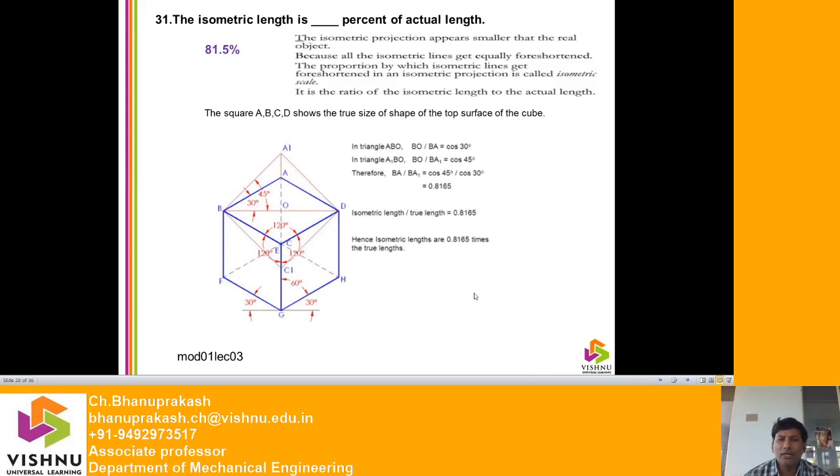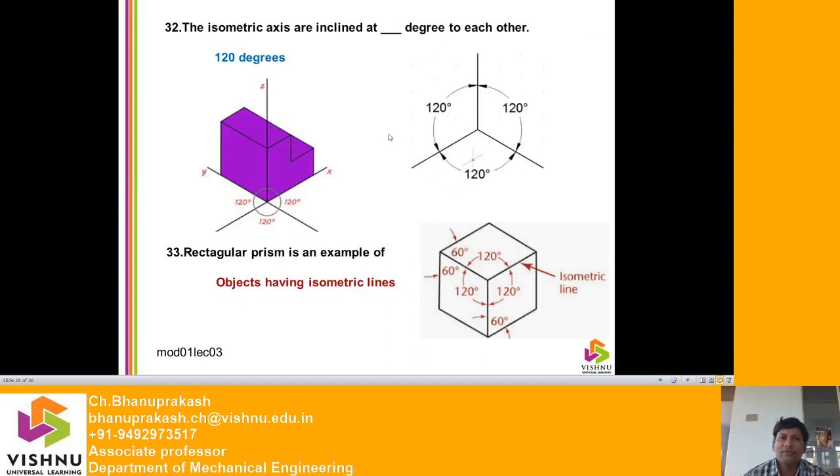This is very important from the examination point of view, the GATE examination point of view. Next one, the isometric axis. The isometric axes are inclined at dash degrees to each other. These are 120 degrees with each other. You can see here in the diagram, this is a step. So how will the angle be? The axes are 120 degrees with each other.